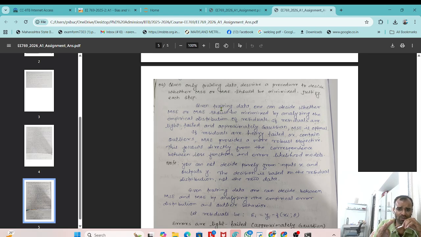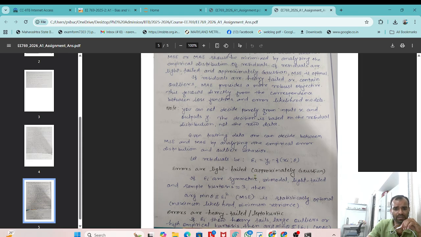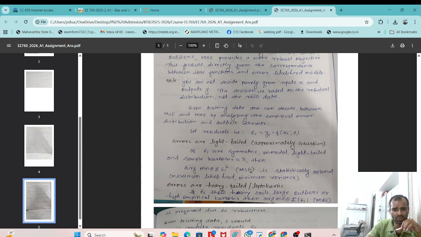decide whether we have to use MSE or MAE. Okay, right? If it is approximately Gaussian, then the tail is light, error or light tail, right? So here you will see that the kurtosis is equal to 3, right? Okay, so these two things, and in the histogram you will see a normal distribution, light tail histograms you will see.